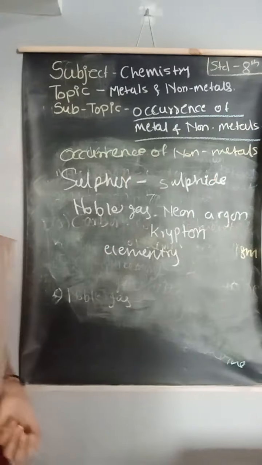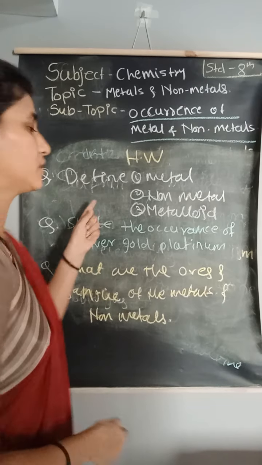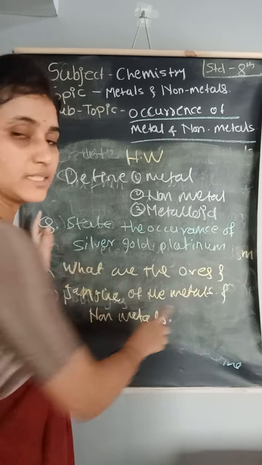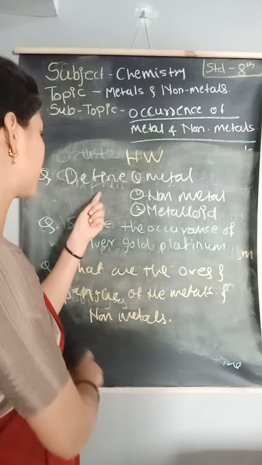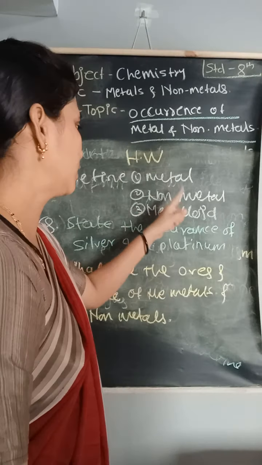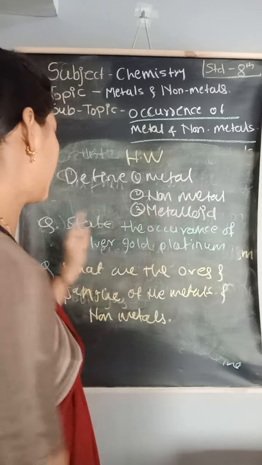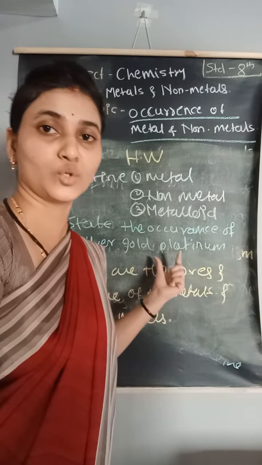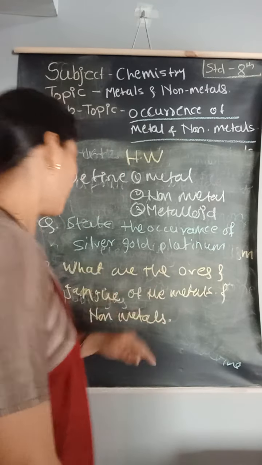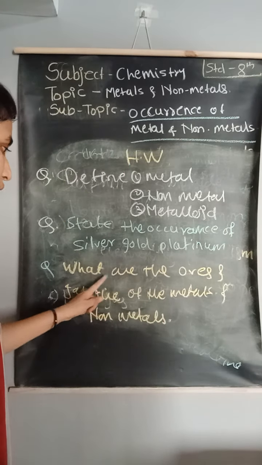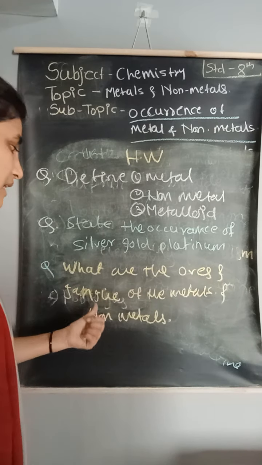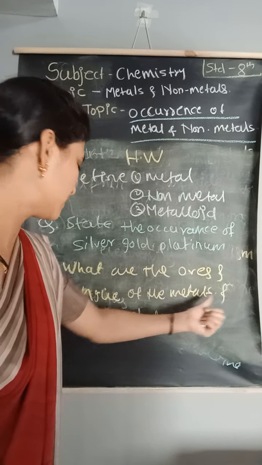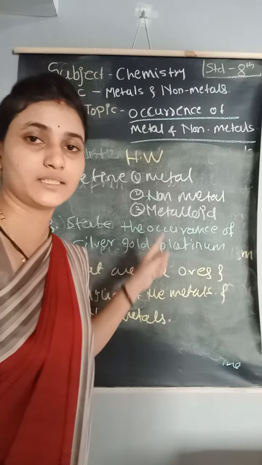So students, I want to give you homework. Those are the 3 questions as homework. First question: define metal, non-metal and metalloid. Second question: state the occurrence of silver, gold and platinum. Third question: what are the ores and gangue of the metals and non-metals?